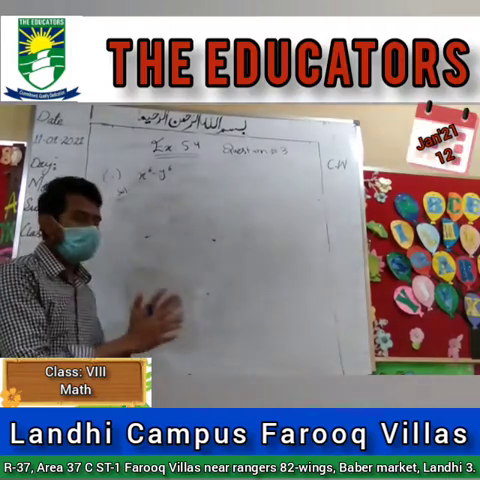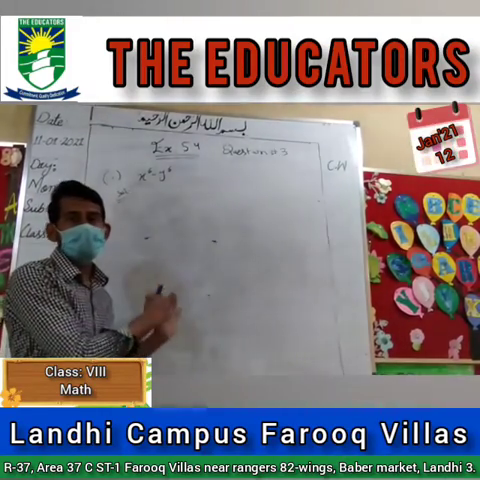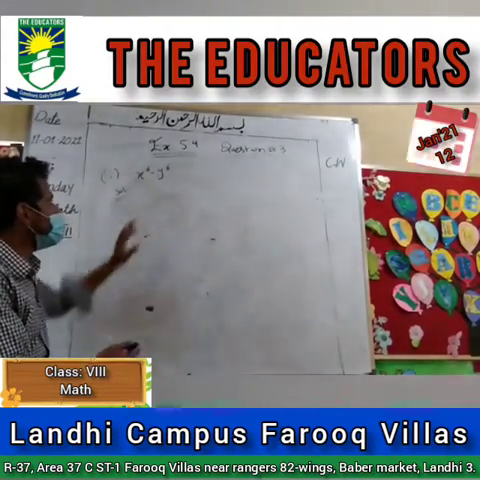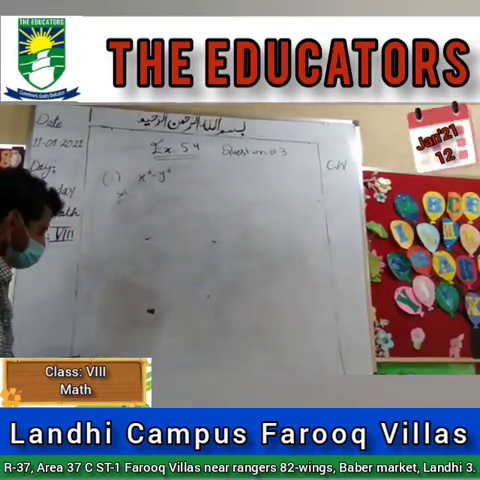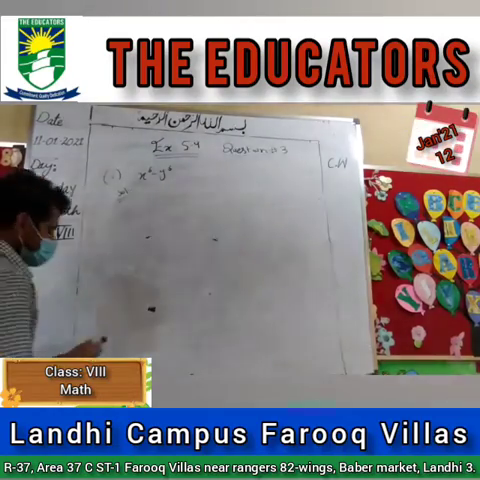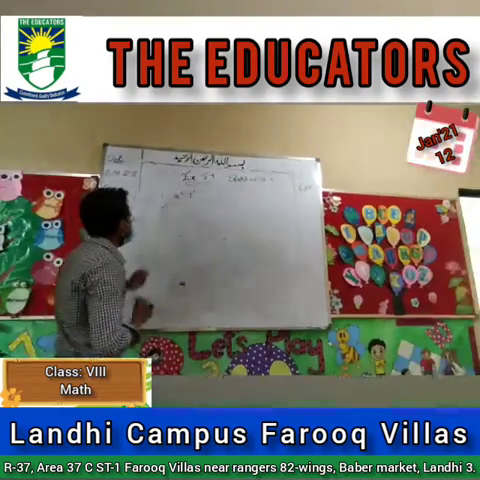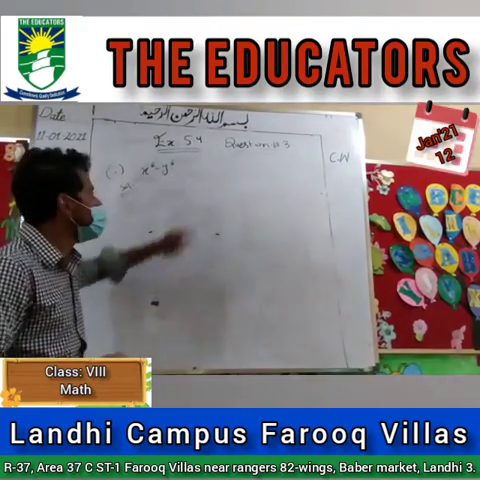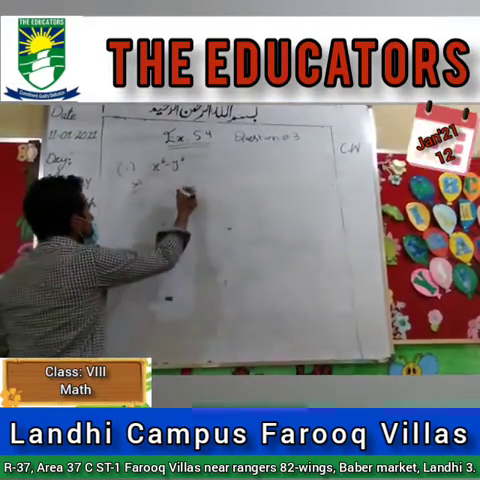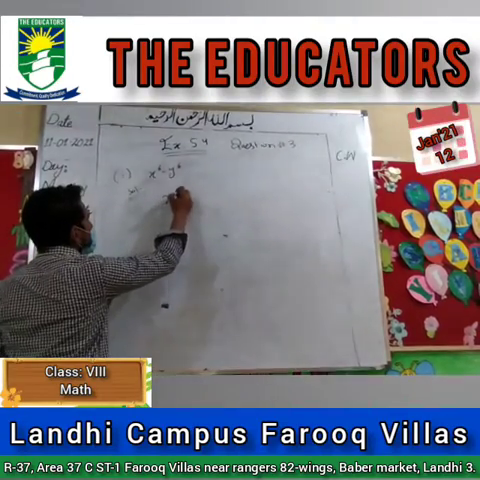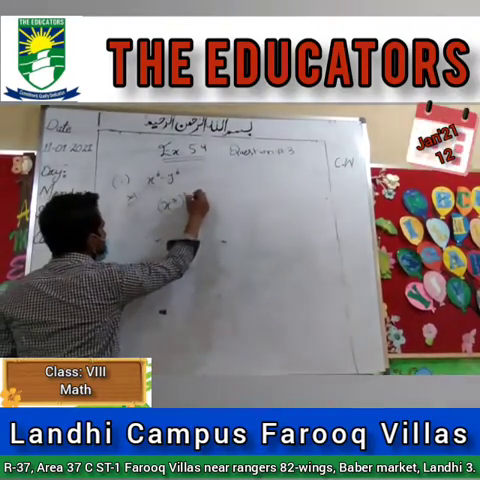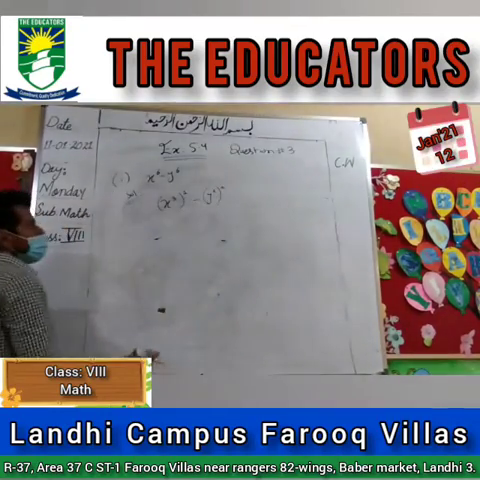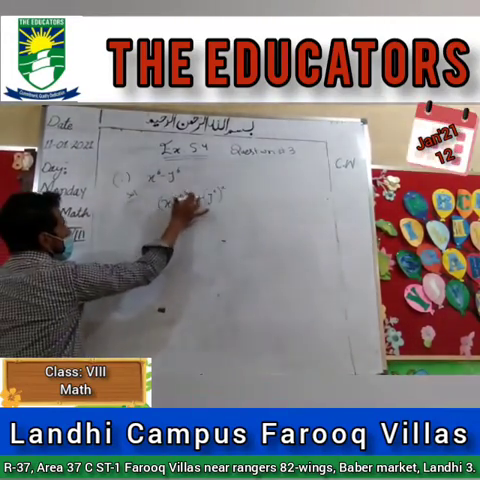Since I have already written and explained these formulas, I am not going to write them again. I am just going to solve question number 3, part number 1. Okay, let's start. Here in this question we have x raised to the power 6 minus y raised to the power 6. It can be written as x cubed whole square minus y cubed whole square. So that's a square minus b square.